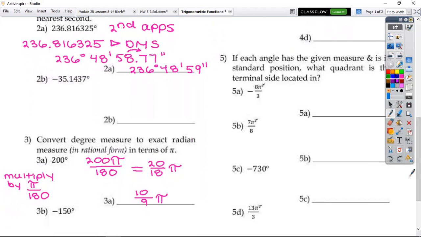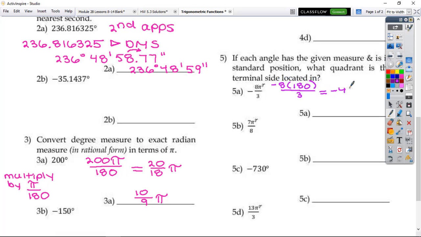So if each angle has a given measure and is in standard position, then what quadrant is the terminal side located in? So what do you suppose they should do with this first problem that's in radians? Yeah, convert it. So let's go -8 times 180, and divide that by 3. And can someone let me know, what does that work out to be? -480, thank you.